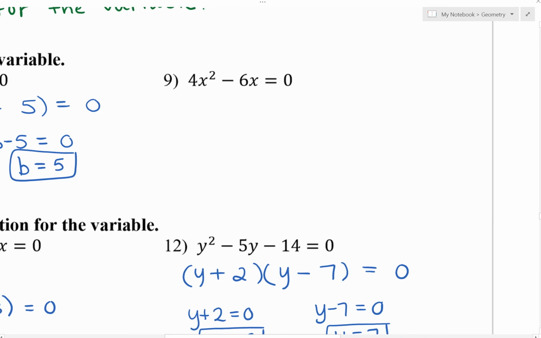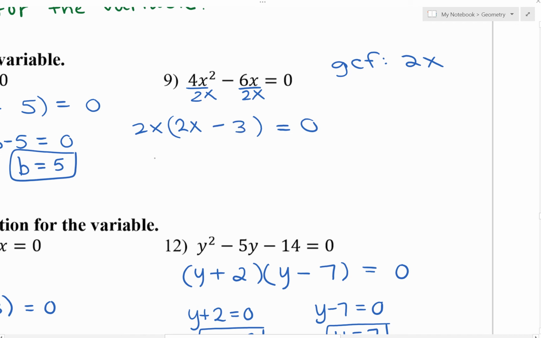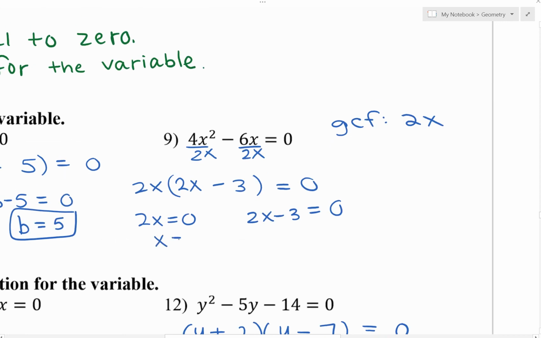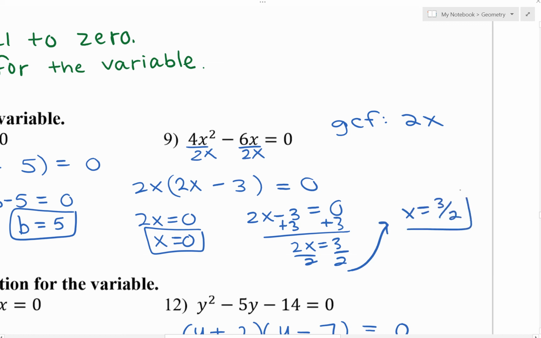Number 9. All right, first look for a GCF. This one does have one. Our GCF is 2x. So we're going to factor out 2x. To determine what's left inside the parentheses, we need to divide both those by 2x. So 4x squared divided by 2x is 2x, and then 6x divided by 2x is 3. Now you have your a and b, set them both equal to 0. Divide by 2, and you just get 0. Add 3, divide by 2, x equals 3 over 2.